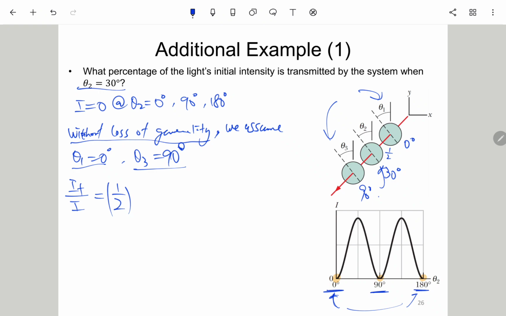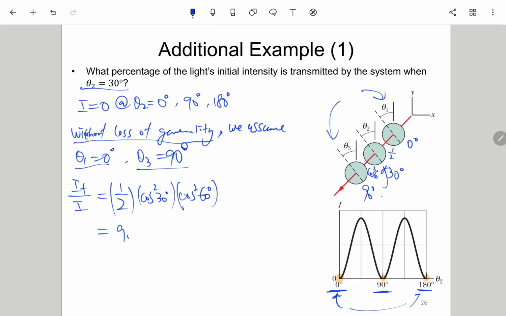And then the other part is 0 degree, 30 degrees, so we need to multiply by cosine 30 degrees square. So here we have a cosine of 30 degrees square. This is the second one. And then for the third one, from 30 degree to 90 degree, so we have another cosine of 60 degrees square. So it turns out to be 9.4%, by pressing the calculator. So this is pretty much about it.